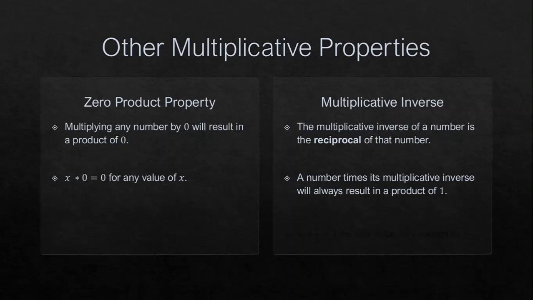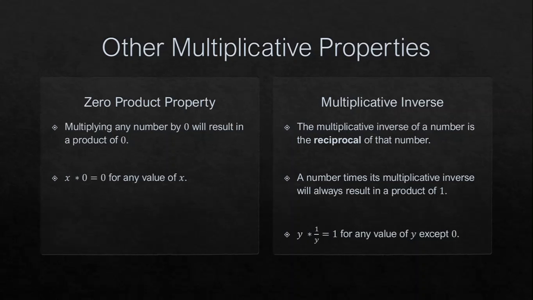So 2 times 1/2 is equal to 1. 8 times 1/8 is equal to 1. And we could say that y times 1 over y is equal to 1 for any value of y except for 0, because we can't have 0 as the denominator of a fraction, so that 1 over 0 makes bad things happen. We can't divide by 0, but any number except for 0, if we take that number times 1 over that number, it will be equal to 1.